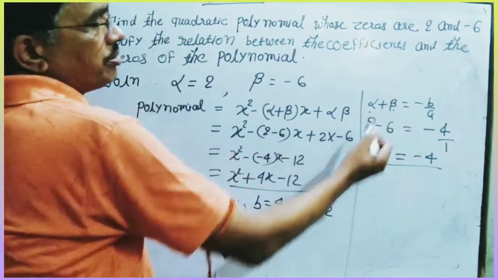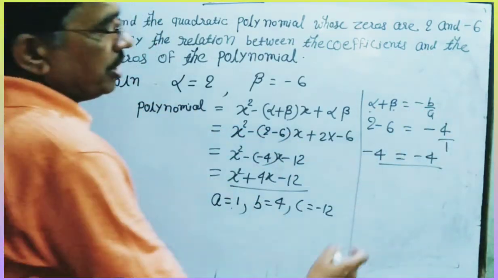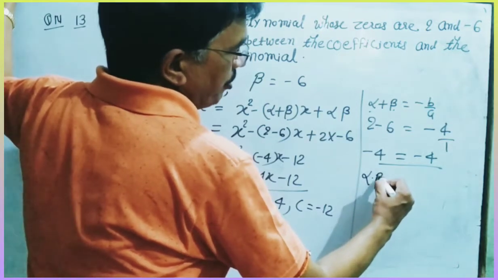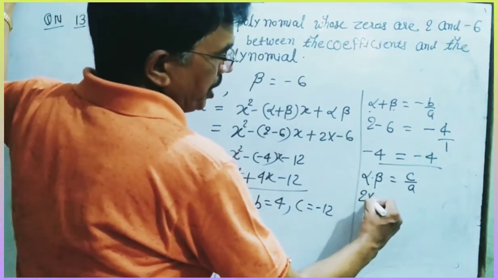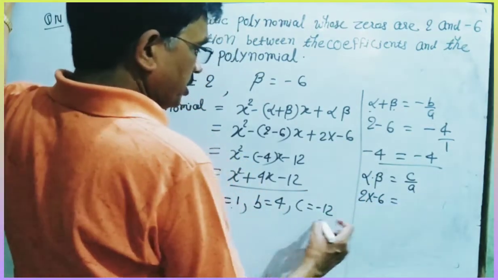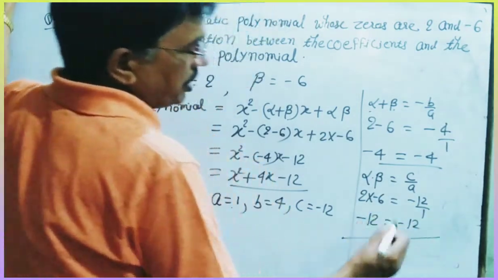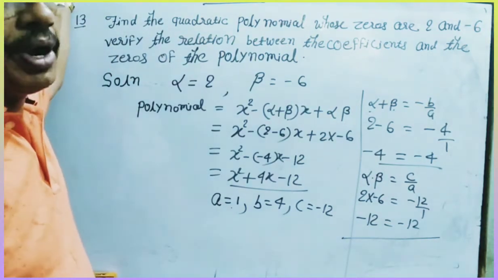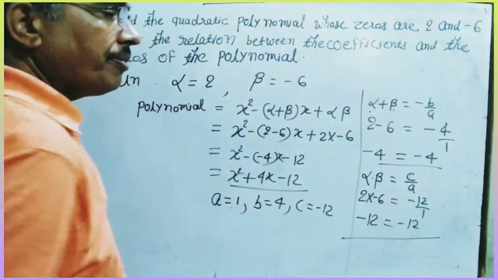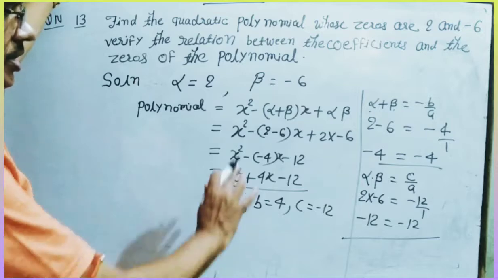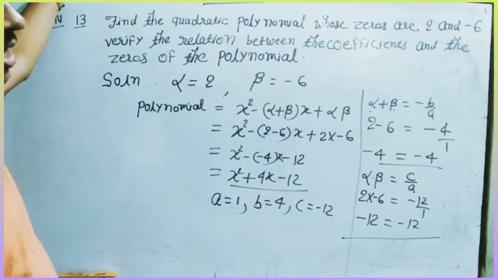That means the sum of the zeros is equal to minus the coefficient of x by the coefficient of x square. Next relation is alpha into beta is equal to c by a. Alpha is 2, beta is minus 6, and c is minus 12, a is 1, that is minus 12 by 1. So the second relation is also verified. The product of the zeros is equal to the constant by the coefficient of x square. So dear students, first you find the polynomial if given that the zeros are 2 and minus 6, and then find the relation.